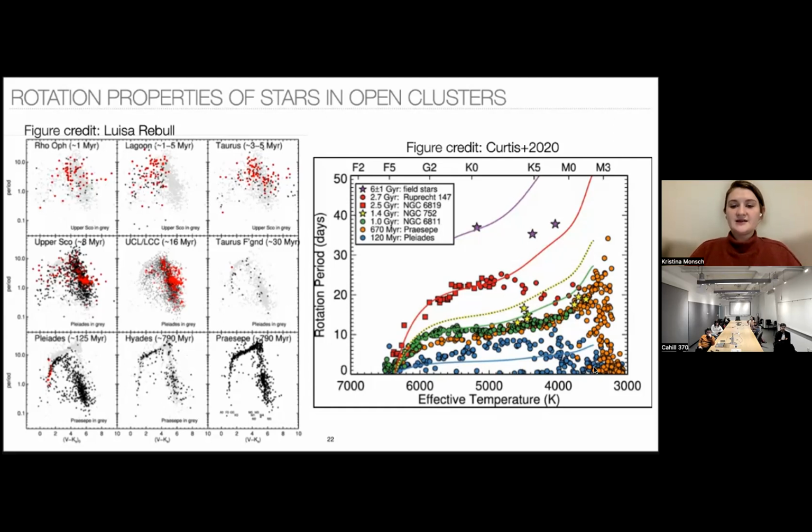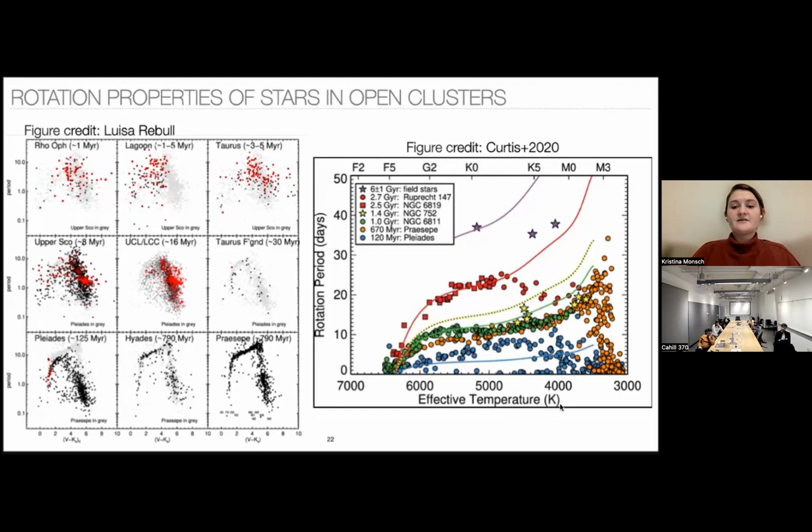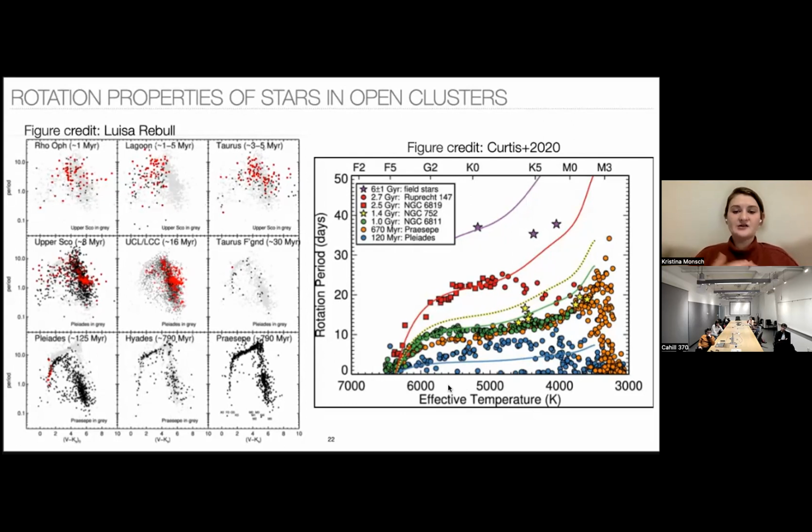Then with increasing age, this bimodality vanishes. You only end up with the slow rotator sequence, which is successfully described by the Skumanich law. But rotational spin-down models had great difficulty in explaining this bimodality. So how can we have fast and slow rotating stars there at the same time?